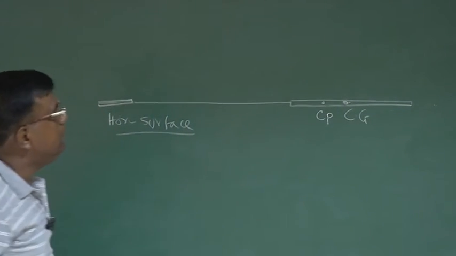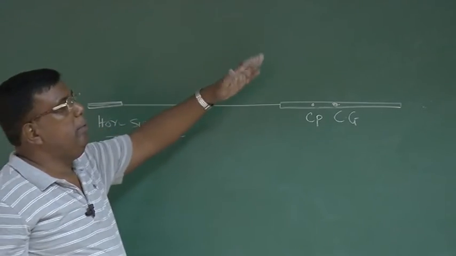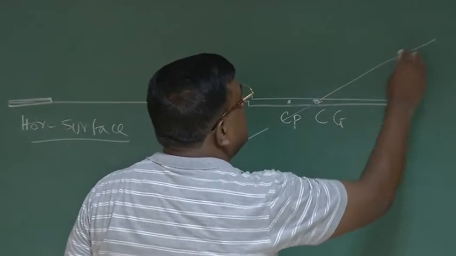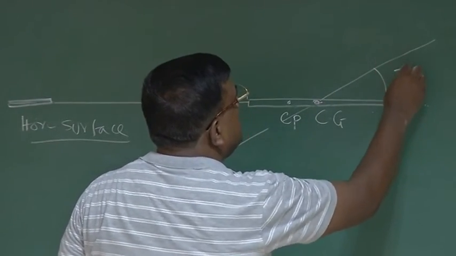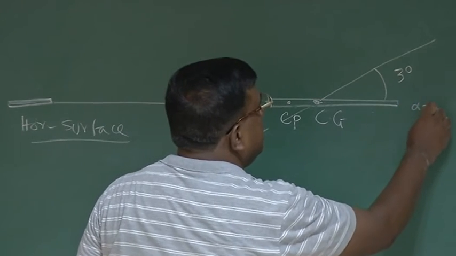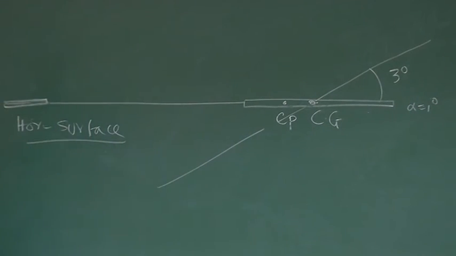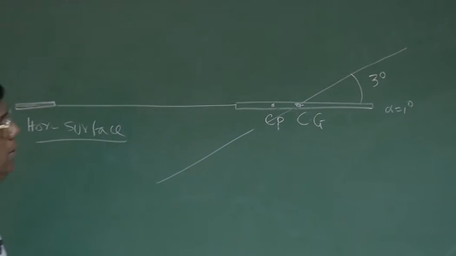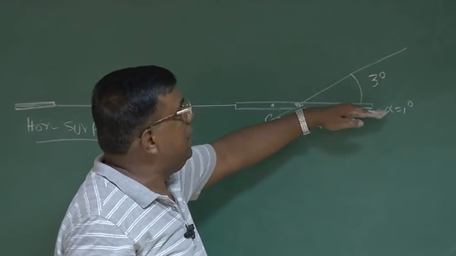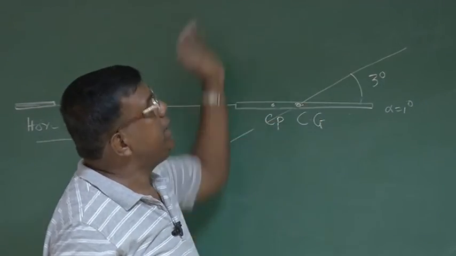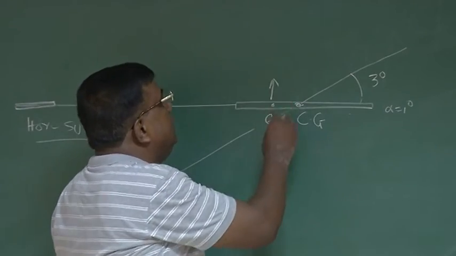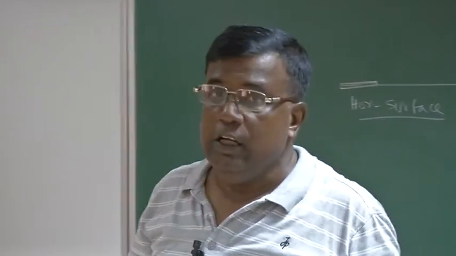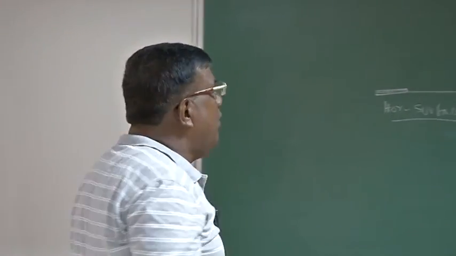But now you want to take it to some angle. Suppose it was flying at 1 degree and I am now trying to take it to 3 degrees, so I have to rotate it. The problem is the aircraft is statically stable. The moment I try to take it away from equilibrium, it will generate a force here and a nose down moment. It says, nothing doing, I will not allow you to go. So as I said, you have to overcome that. How do I overcome that?